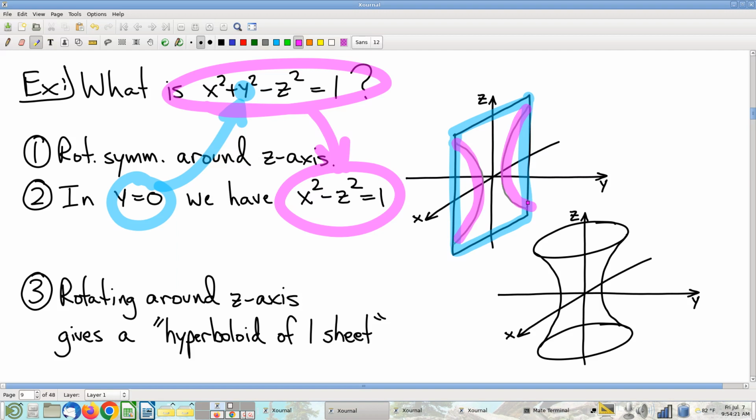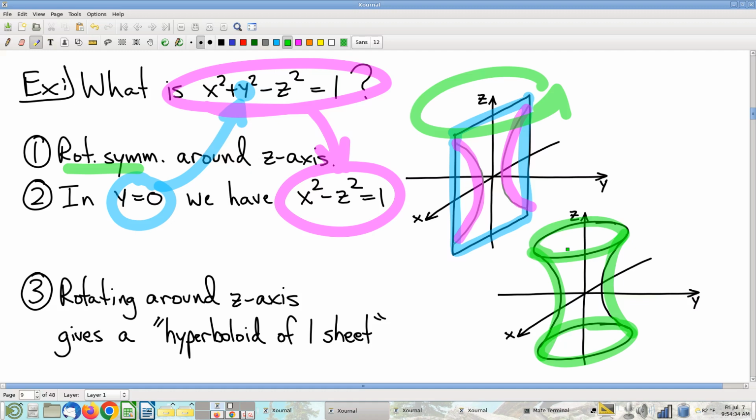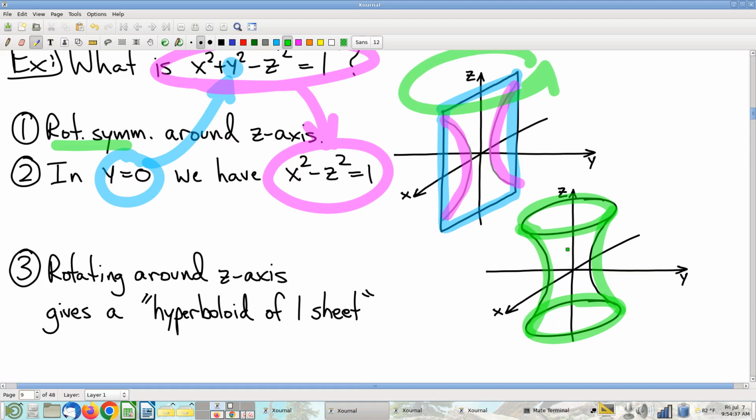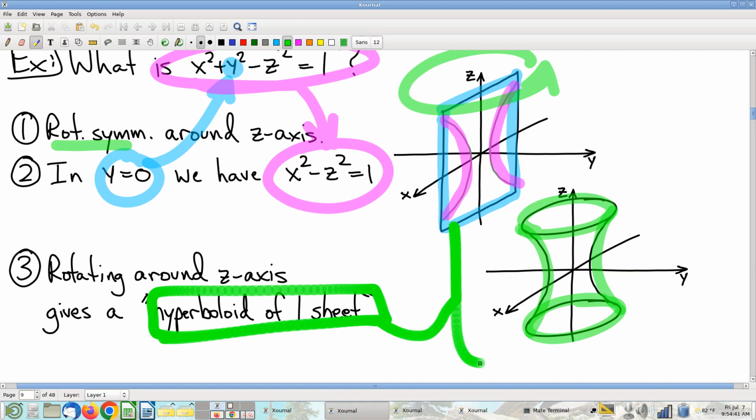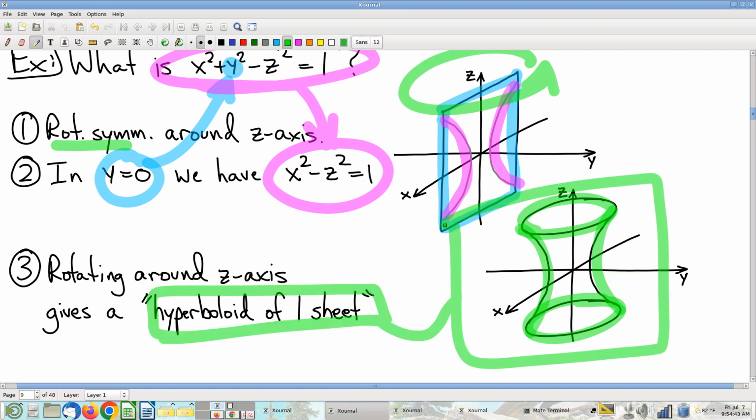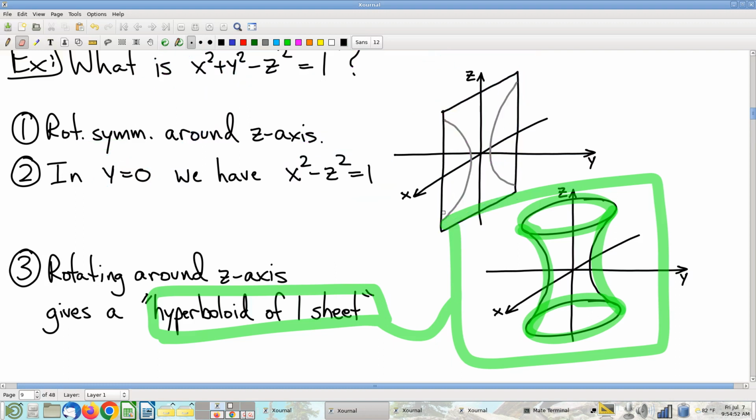So again, rotationally symmetric. I know what one of the cross sections looks like, and so by rotation this generates something that looks kind of like this, and I don't know what to relate that to in the real world, but it's something like that. And the name for this, by the way, is a hyperboloid of one sheet, just for establishing the semantics. Everybody see the process there? Okay. All right.